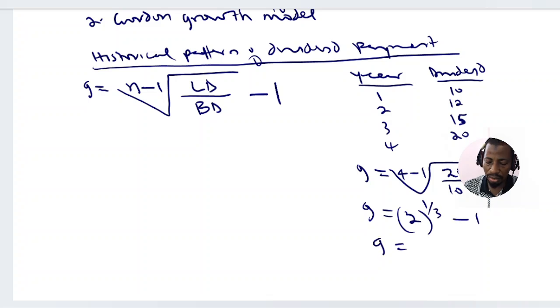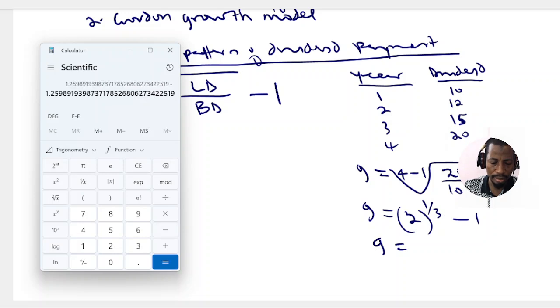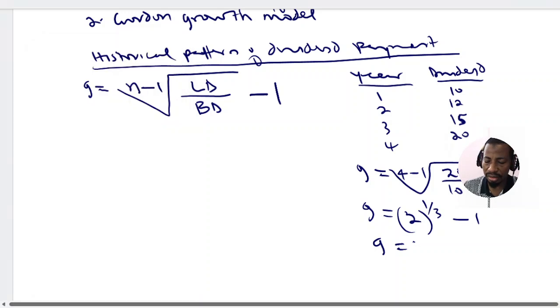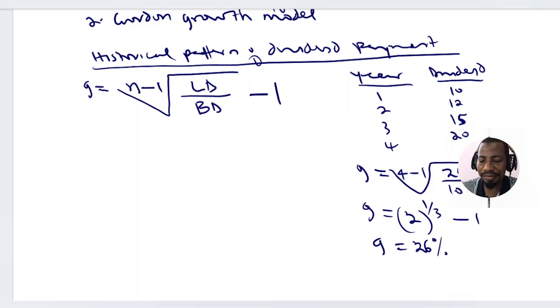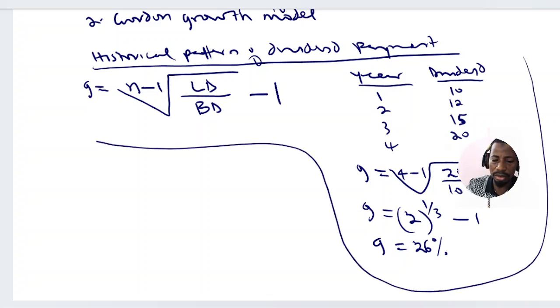So mathematically, the growth rate will be equal to, I'll bring out my calculator, 1 over 3 is 0.3333. So I would say 2 raised to power 0.3333, then minus 1 multiplied by 100%. That should give me 26%. On the average, dividend has grown by 26% within the last 4 years. You use this formula where the history of dividend paid is given year on year.